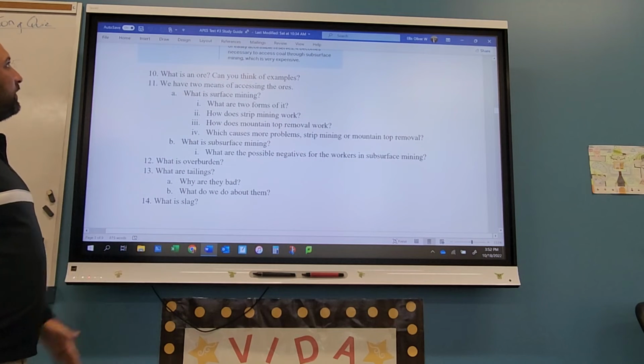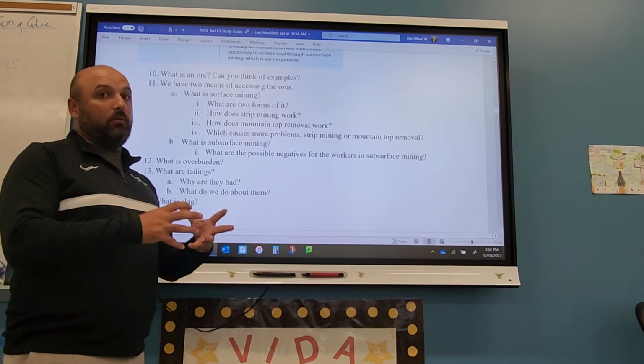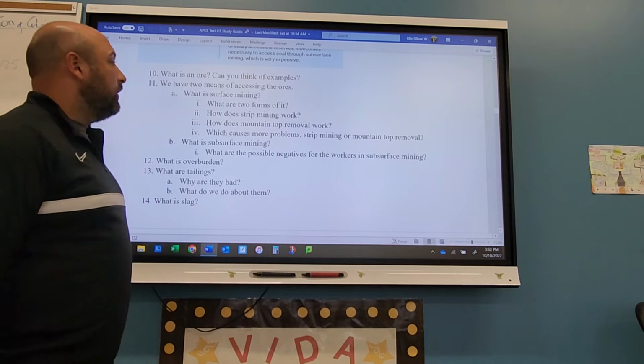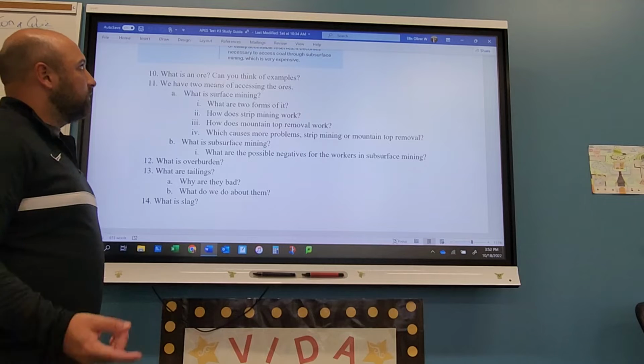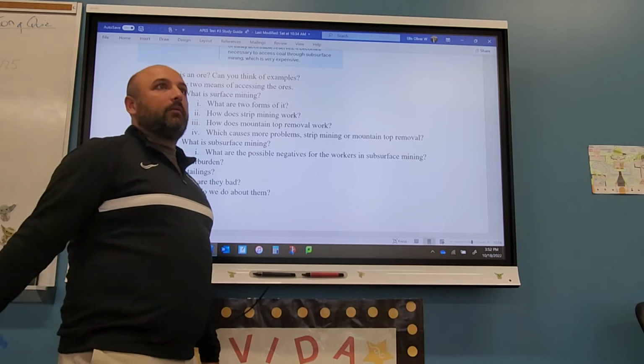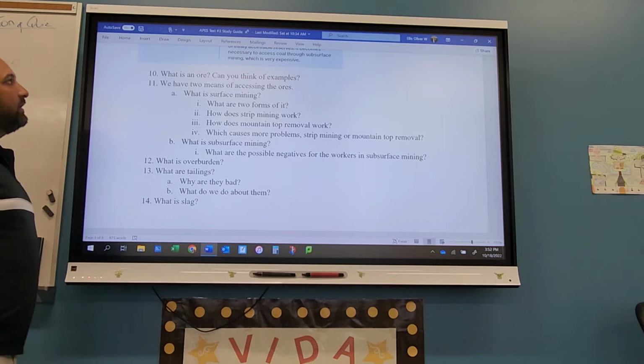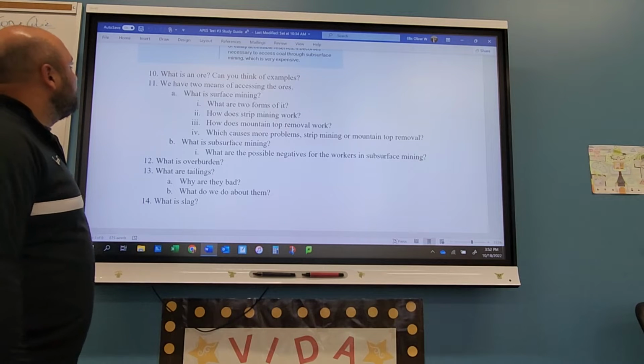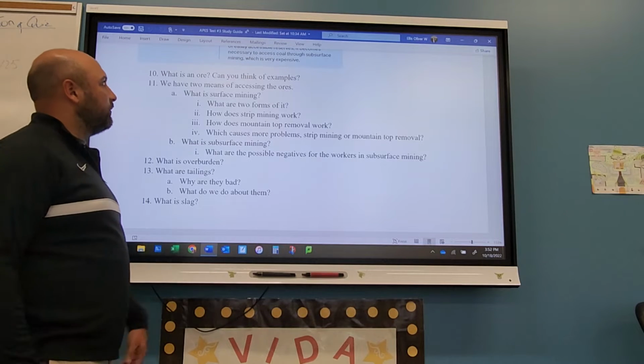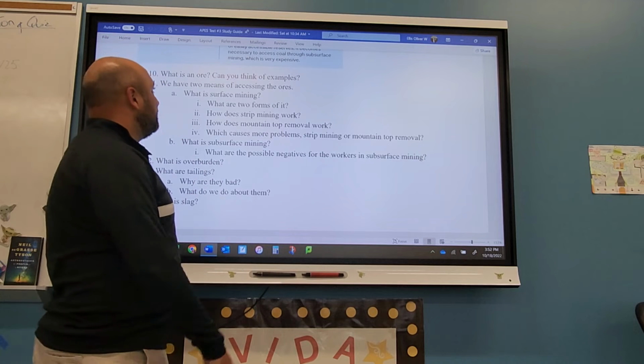Moving on here to mining. What is an ore? It's just some kind of mineral you extract from the ground, like the chocolate chips in our cookies. Can you think of examples? Coal, iron, gold, all those things we dig up out of the ground. We have two means of accessing the ore. What is surface mining? That's where we're digging around on the surface because it's easy to find.